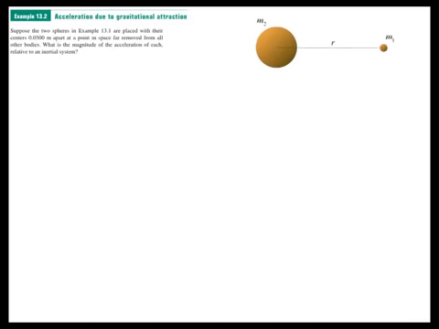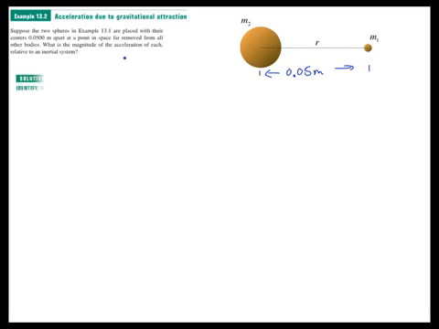In example 13.2, we're going to take the two spheres from the previous example and place them out in space. They're initially held at a position such that their centers are a distance of 0.05 meters apart, and then they're released. At the moment they're released, we'd like to calculate their accelerations.